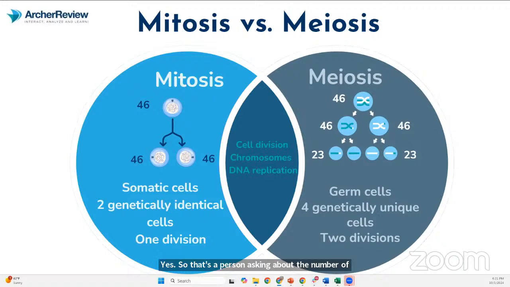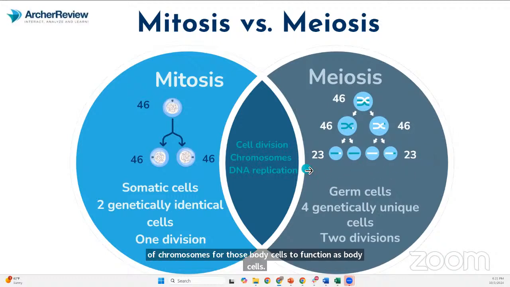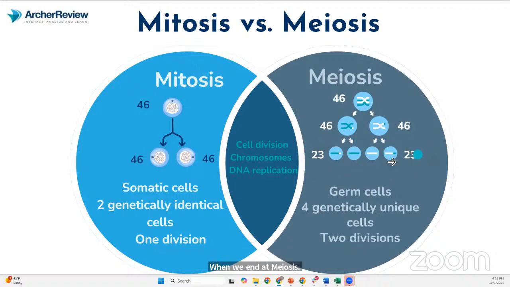Yes, if we look at our visual on the screen, when we end in mitosis, we have the right number of chromosomes for those body cells to function as body cells. When we end at meiosis, we have half the number of chromosomes we need, so that whether that's a sperm cell or an egg cell, when they unite, they will then have 23 plus 23. They will have 46 chromosomes to make a functioning human being.